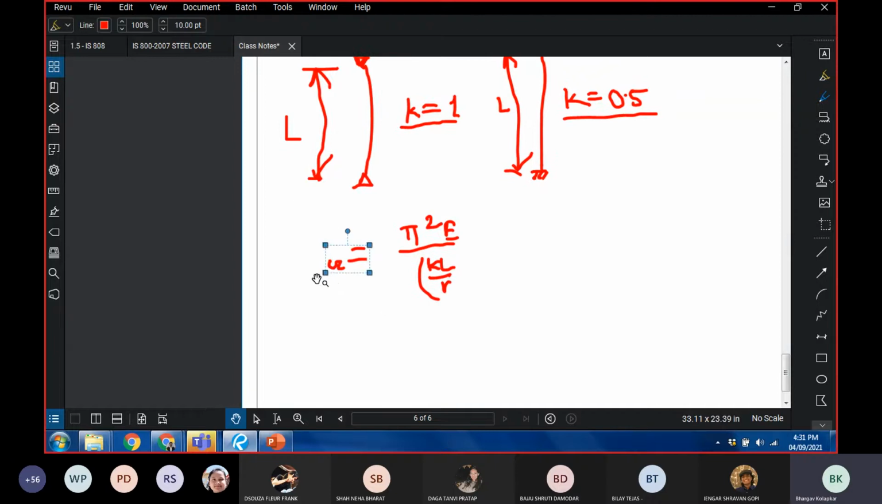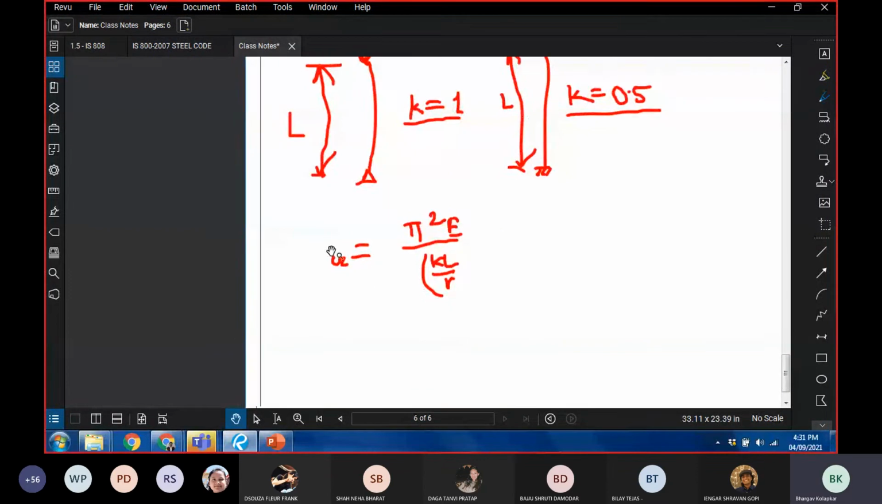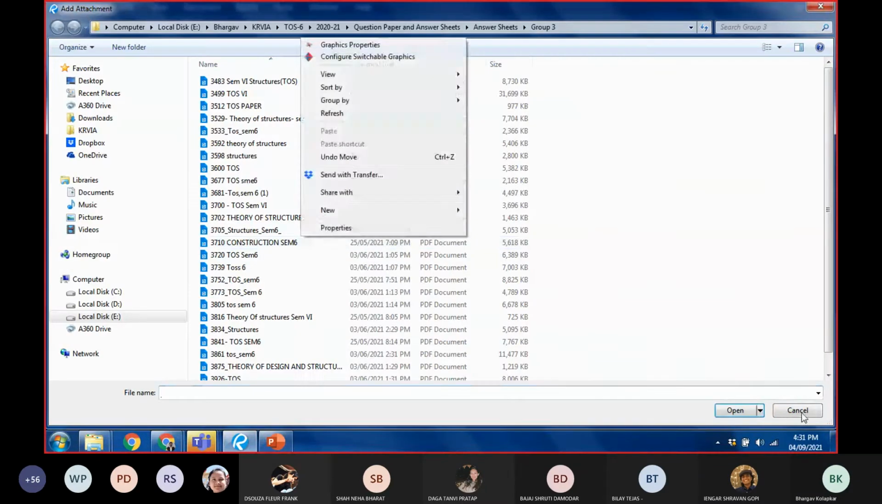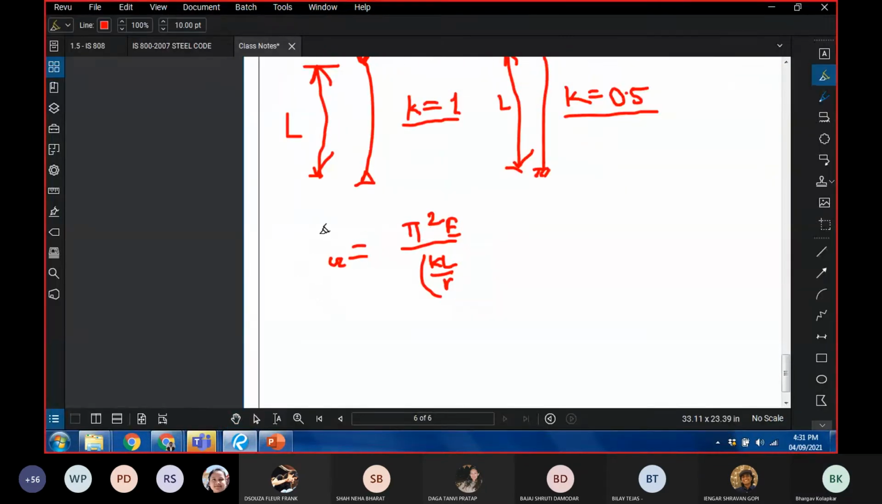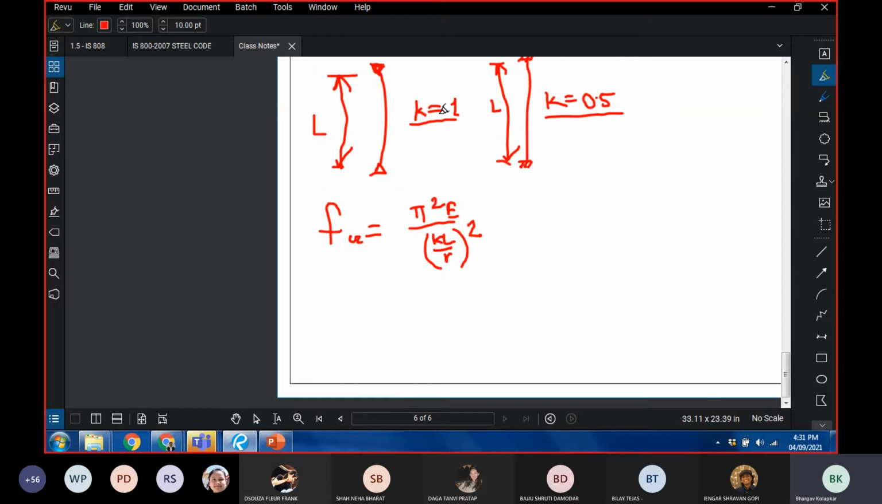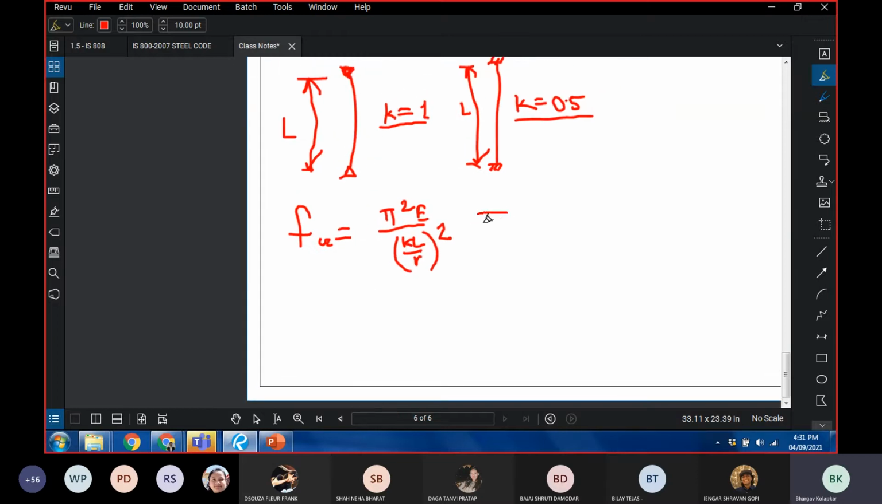I should have written stress here. So the critical stress FCR is equal to pi square E upon (KL upon R) square. Now here K is equal to 1. Therefore, for the first case, this is equal to pi square E upon (L by R) square, because K is equal to 1.